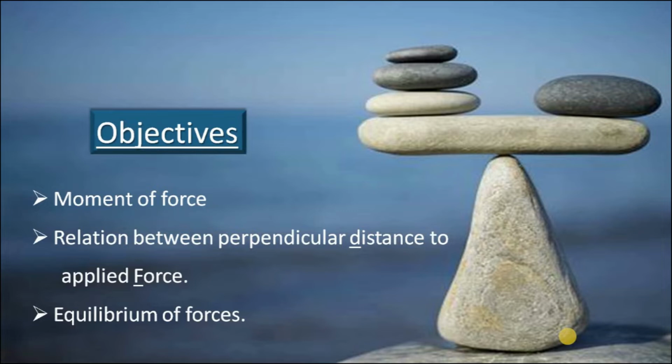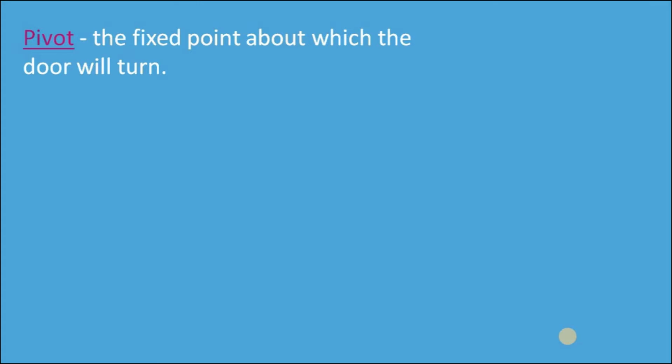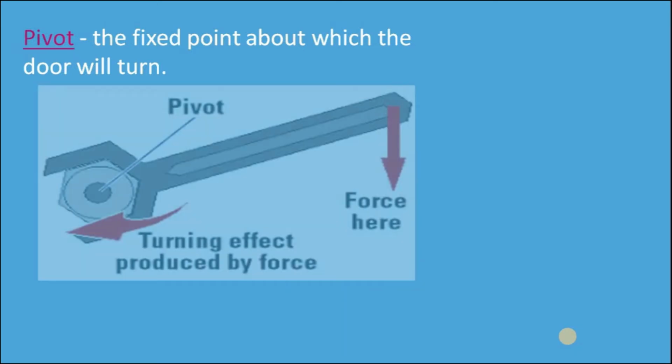equilibrium of forces. Before going to this one, we have to learn one word, that is pivot. Pivot is the fixed point about which the door will turn. The pivot is the fixed point. You have to remember this one. So what is the fixed point here?